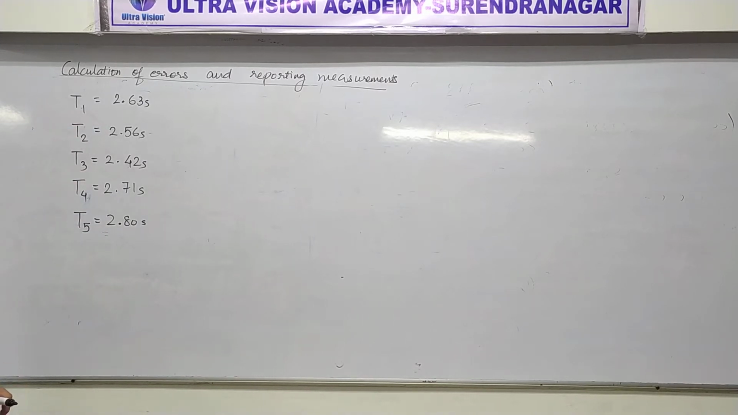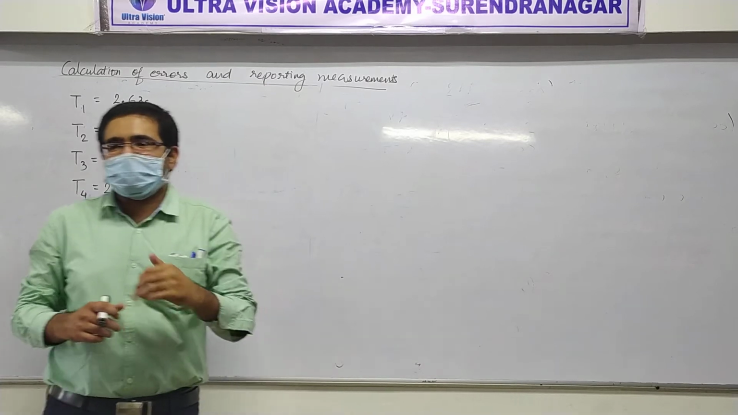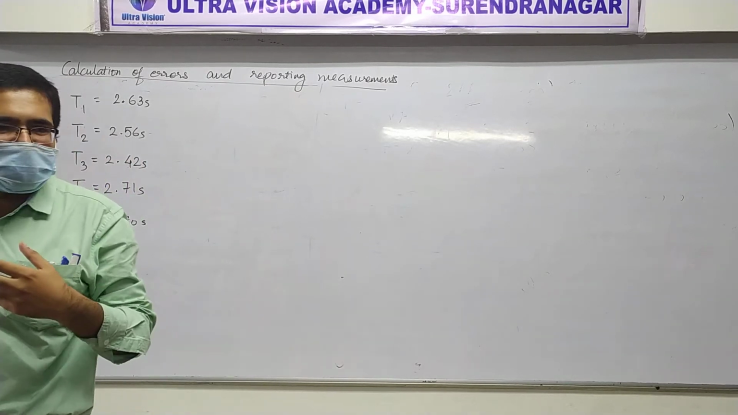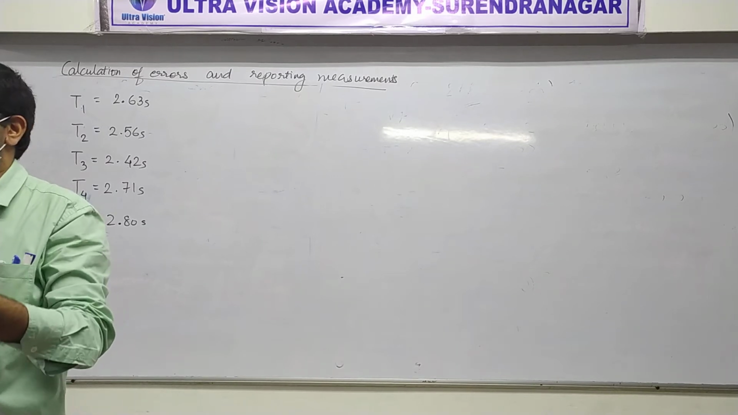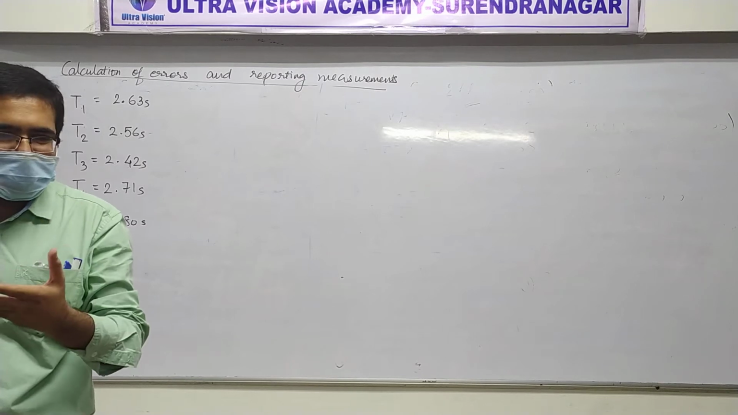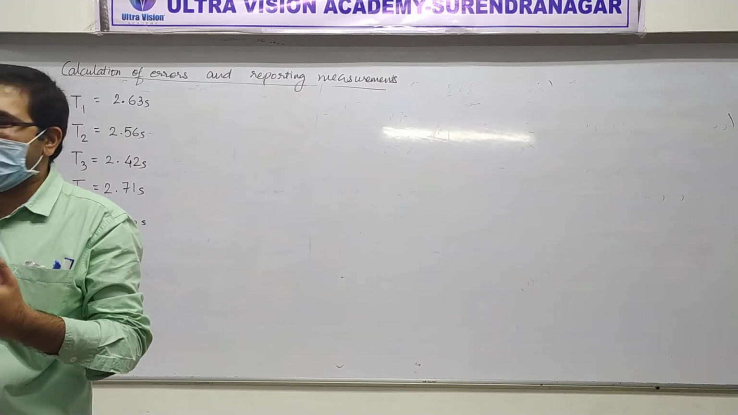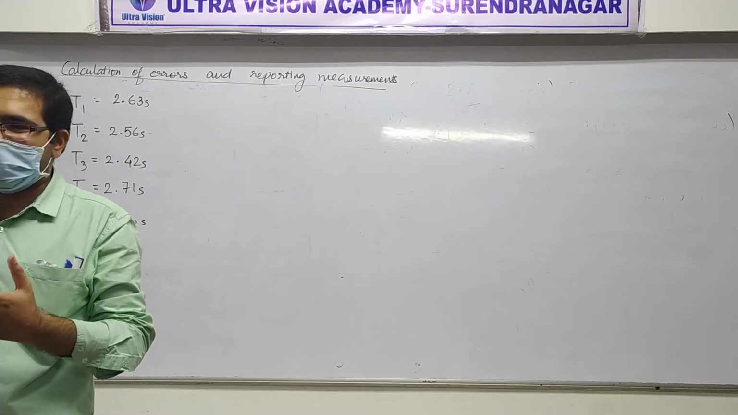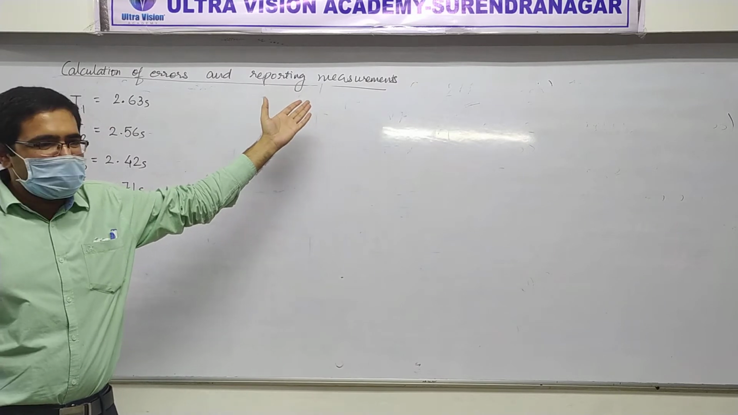Now, we are going to find out various things regarding the errors, and then at the end we'll learn how to report measurement. Report measurement means, suppose you are doing this experiment and finally you have to tell someone what is the result of your experiment. That is, when you measured it, what did you actually get? Did you understand what I am saying? After measuring, what did you actually get? So that is called giving a report. Yes or no? Fine? Let's start.